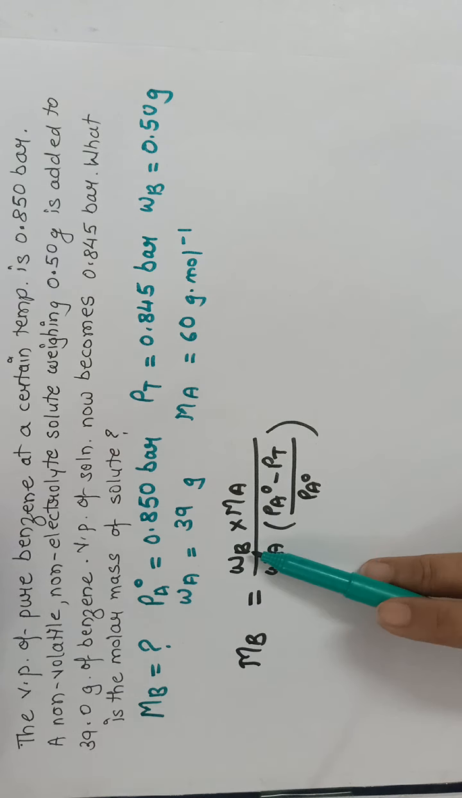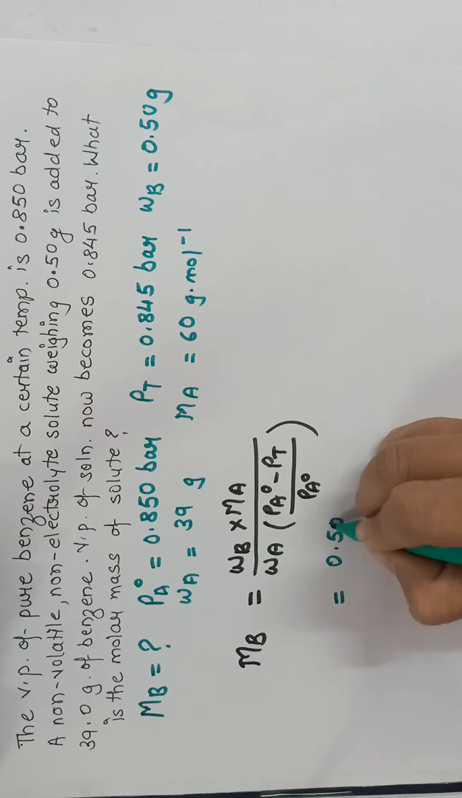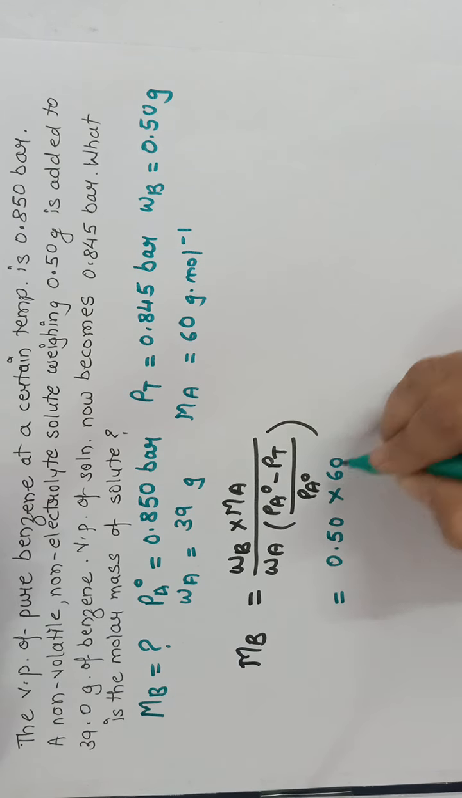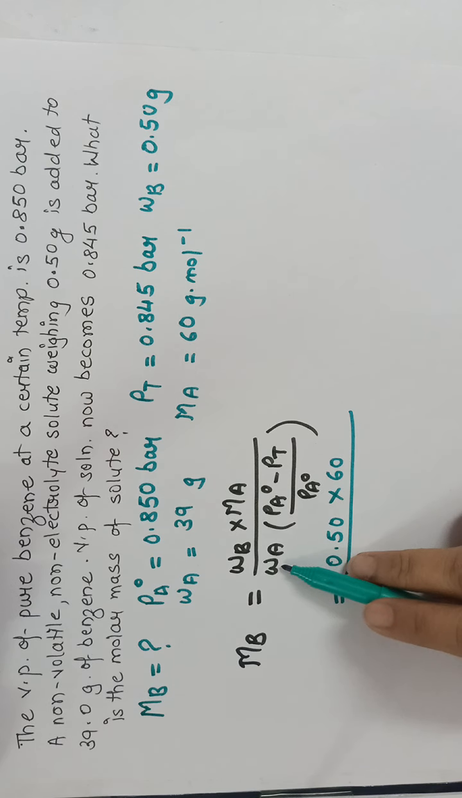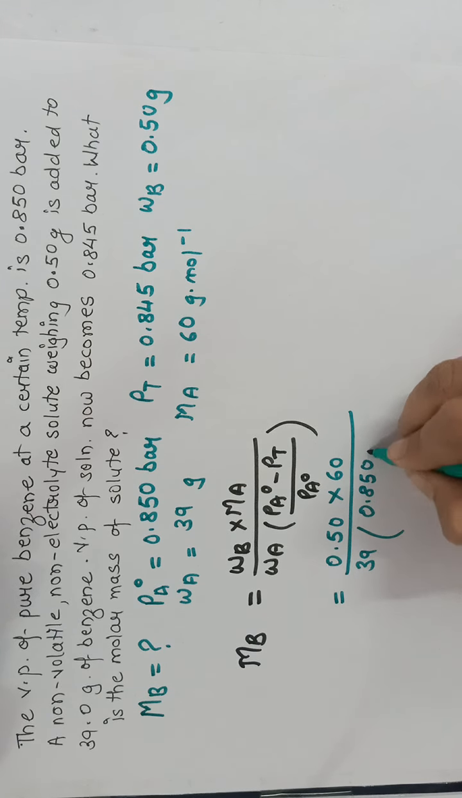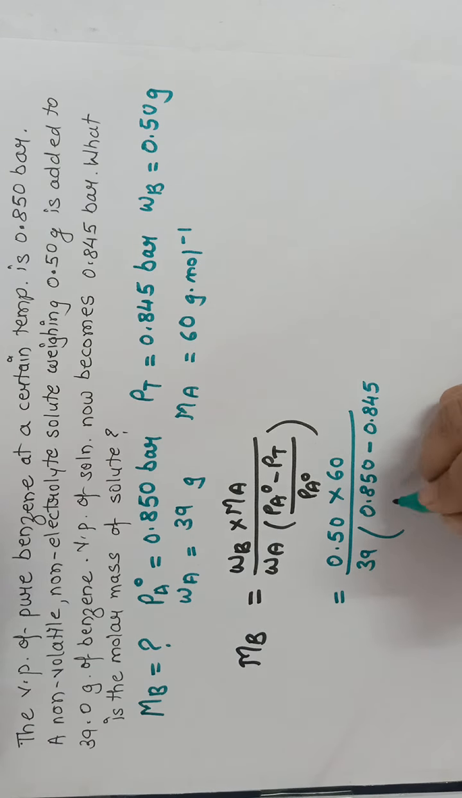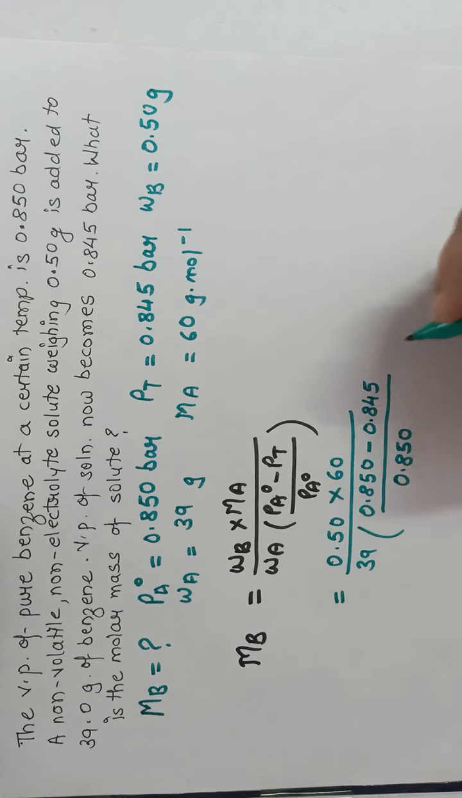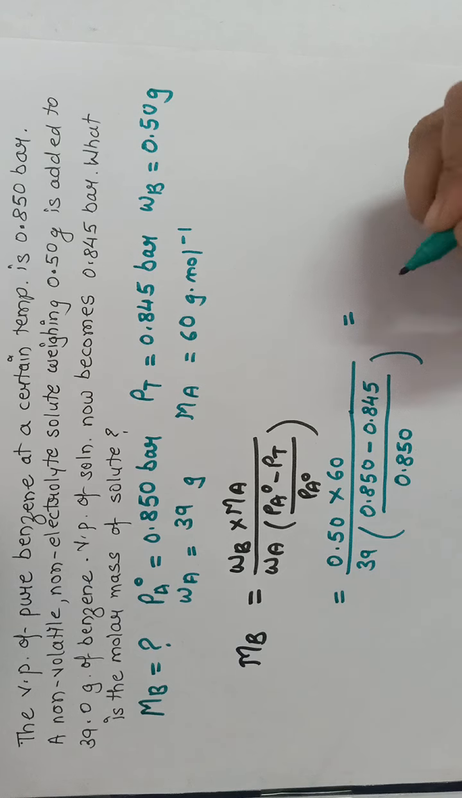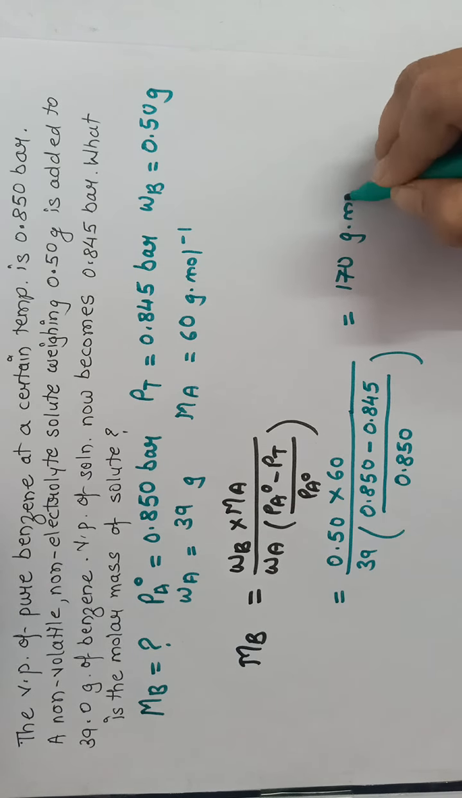Now let us substitute the values. The value of Wb is 0.50. Molar mass of benzene is 60, upon mass of the solvent is given, 39, into Pa naught, that is pure one, is given 0.850 minus Pt is given 0.845, upon Pa naught is again 0.850. So solving this totally, we get the answer as 170 gram mole inverse.